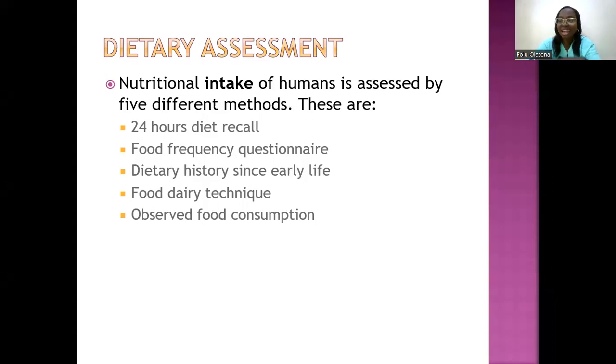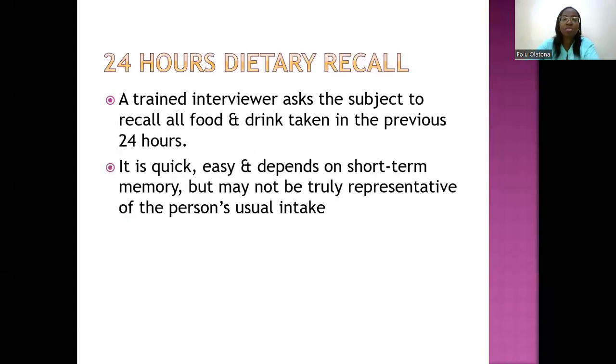And then finally, dietary methods. There are different types. Nutritional intake of women is assessed by 5 different methods: 24 hours diet recall, food frequency questionnaire, dietary history, food diary technique, and observed food consumption.